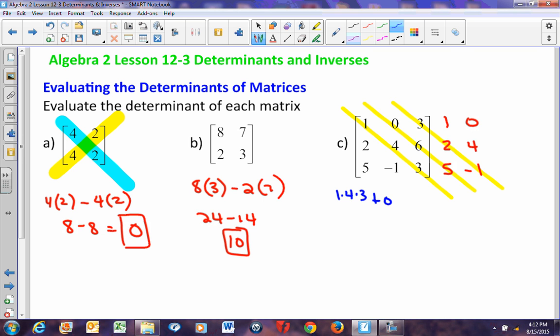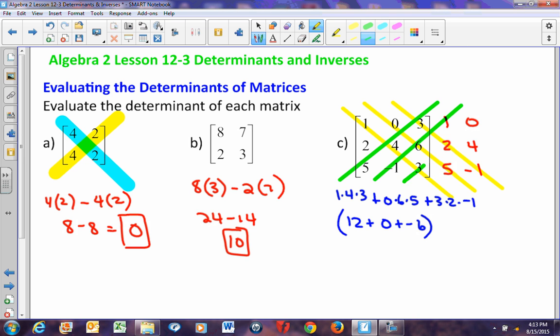No, that's 0 times 6 times 5. No, that's 3 times 2 times 1. Okay, that's 12 plus 0, leaving them 0, 0, plus negative 6. Okay, that's all one number. Then I'm going to do the up one. So let's use this color. Okay, so I'm going to go this way, and then this way, and this way.